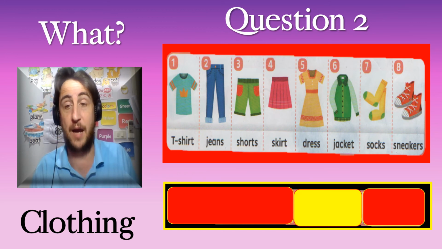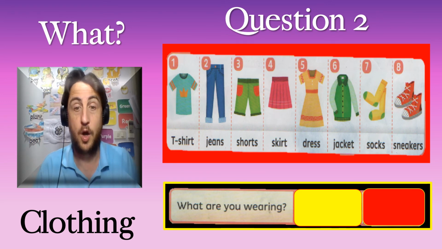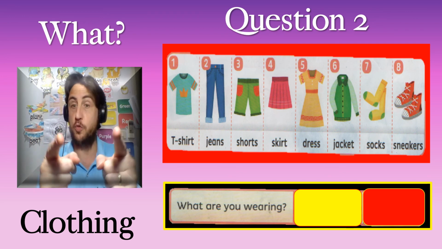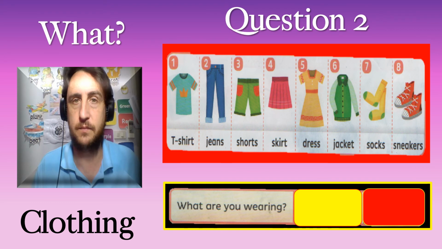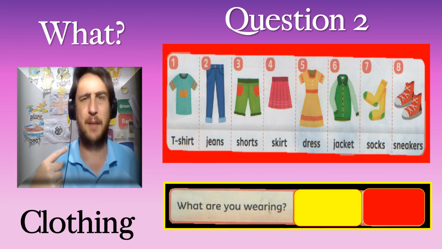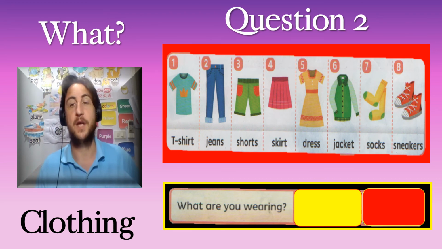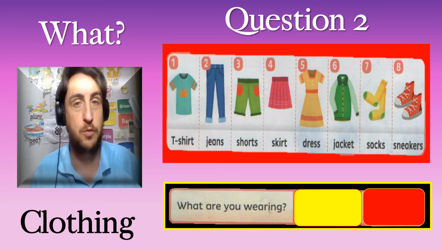So what is our question and answer? Well, let's have a look. The question is, what are you wearing? What are you wearing? Now, we're not doing he or she. What are you wearing? Are you? Are we? Are they? Remember? What about I? คำถาม I. What am I? Okay. He and she. What is he wearing? What is she wearing?